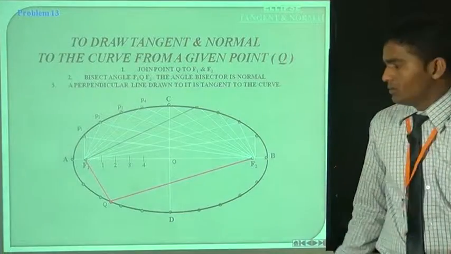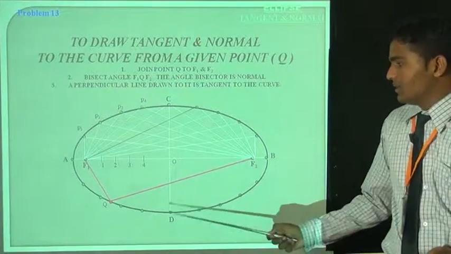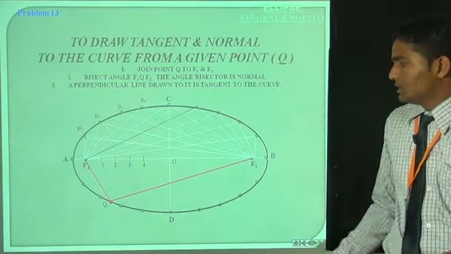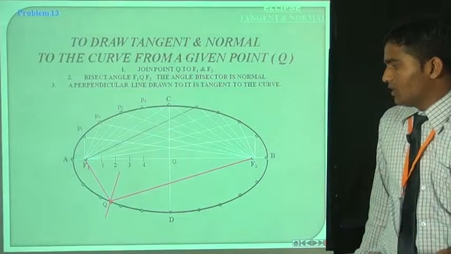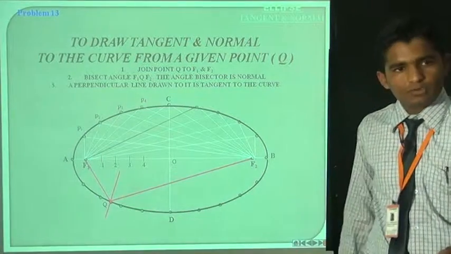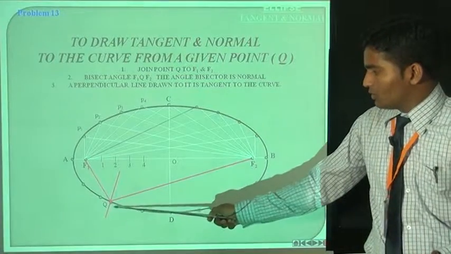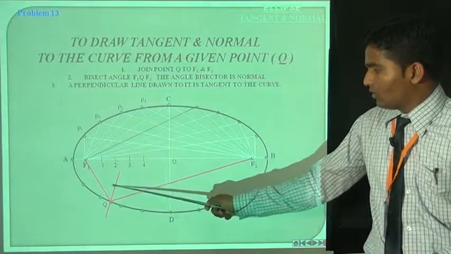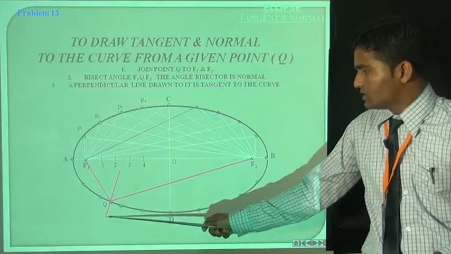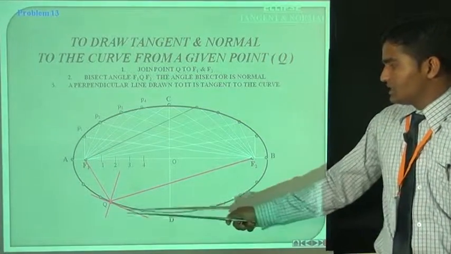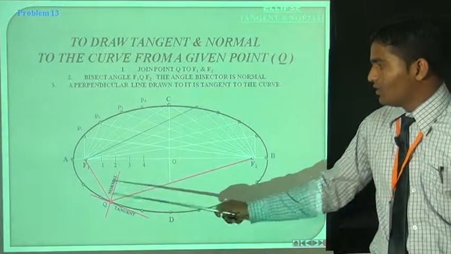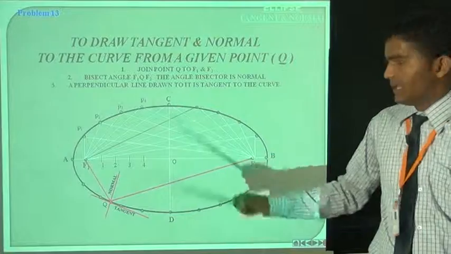Now draw the line which passes through the point Q and is perpendicular at the point Q. Now let's do like that. This is the line passing through the point Q. Now draw the perpendicular line from the point Q which is perpendicular to this line. So this is the required tangent of an ellipse, and this is the required normal of an ellipse.